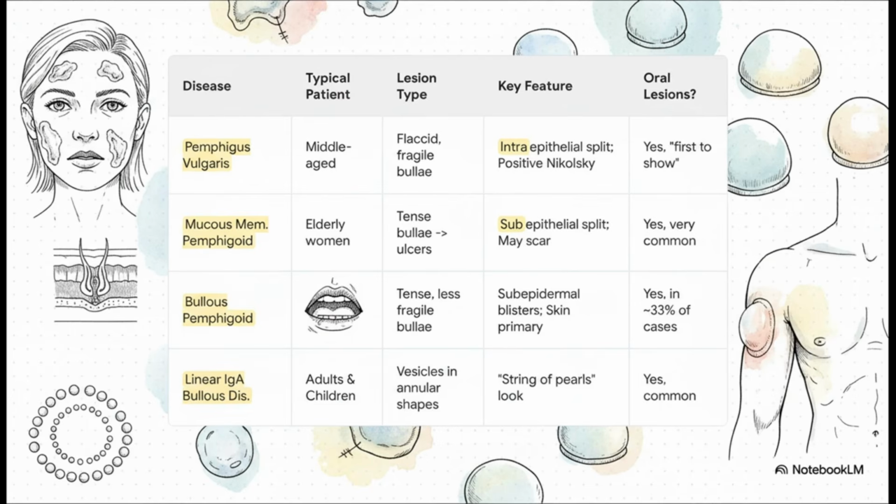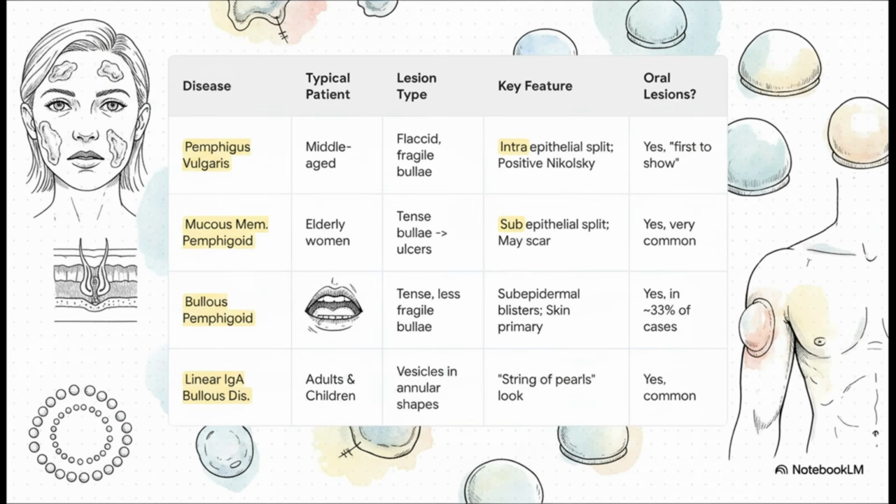Now, the absolute most important difference to get your head around is where the split in the tissue is happening. Check out Pemphigus vulgaris. Here, the split is intraepithelial, right in the middle of the skin layer itself. This creates these really fragile, saggy, or flaccid blisters that just pop super easily. Now, contrast that with mucous membrane pemphigoid and bullous pemphigoid. In both of those, the split is subepithelial, meaning the entire top layer is lifting off.